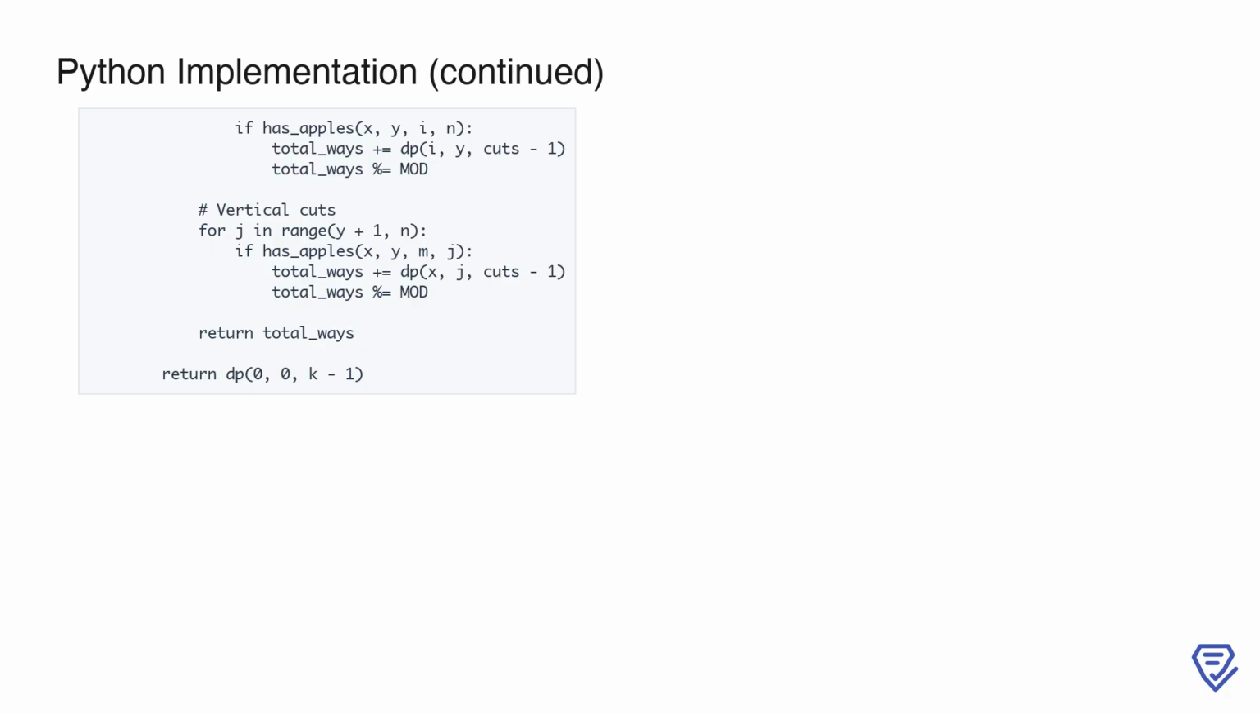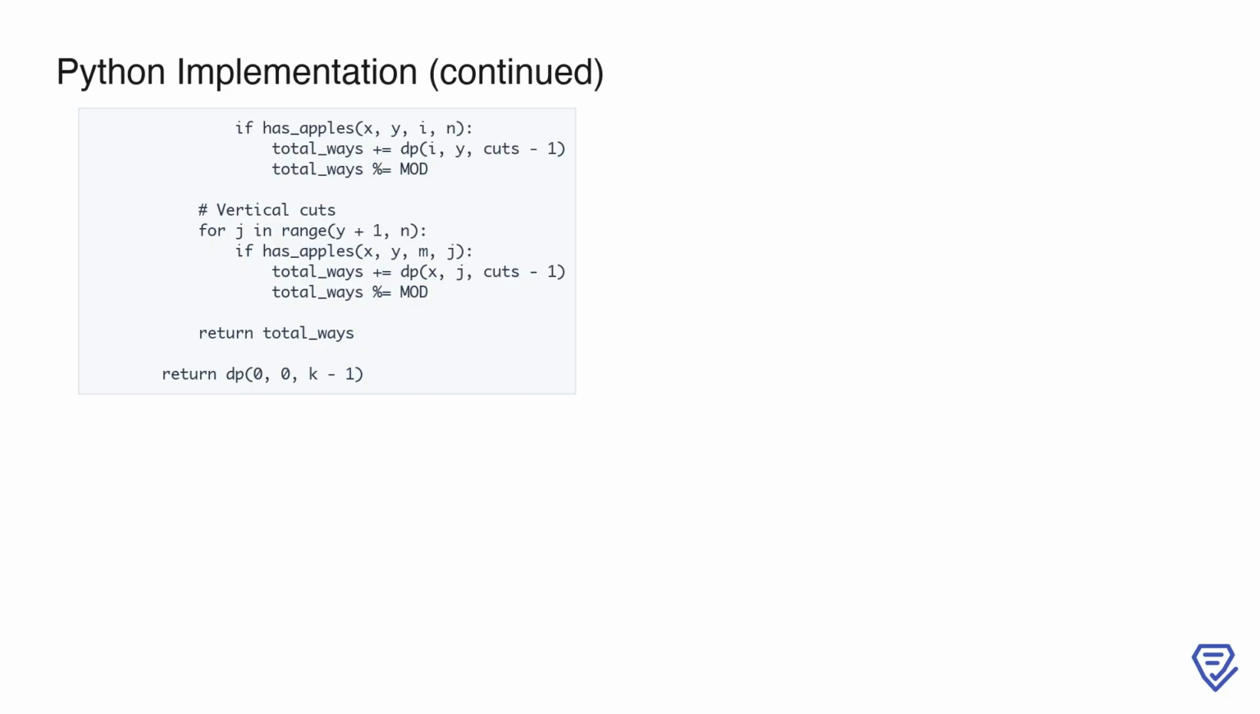To calculate the number of ways to cut the pizza, we first consider horizontal cuts. Using a loop, we iterate over all possible rows below the current position, x, y, where a horizontal cut can be made. For each potential cut, we check if the upper region contains at least one apple using the has_apples function. If it does, we recursively call the dp function, passing the new starting row and reducing the number of remaining cuts by 1. The result is added to total_ways, and we ensure the value stays within the bounds of mod by taking the modulo after each addition.